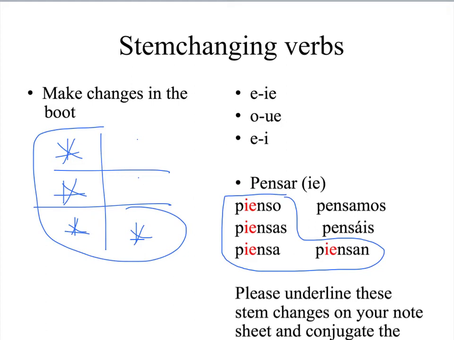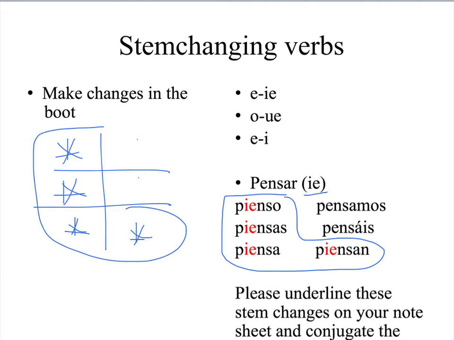Stem-changing verbs come in three different types: E to IE, O to UE, and E to I. If you look at pensar, when you look in a dictionary, you'll always see a little notation next to it that tells you what the stem change is. Please go to your form and underline the stem changes on your guide.